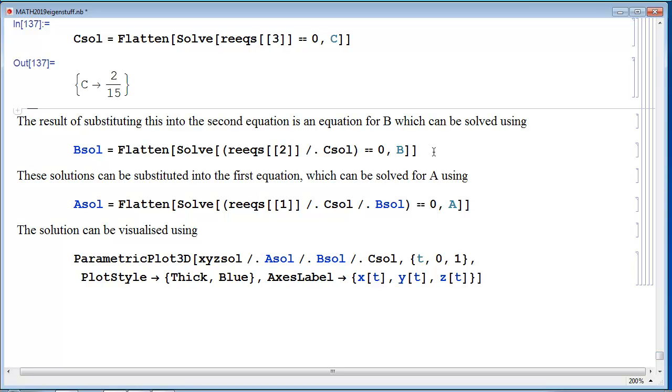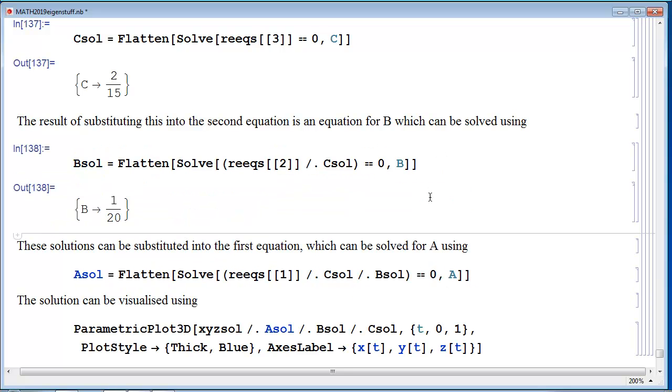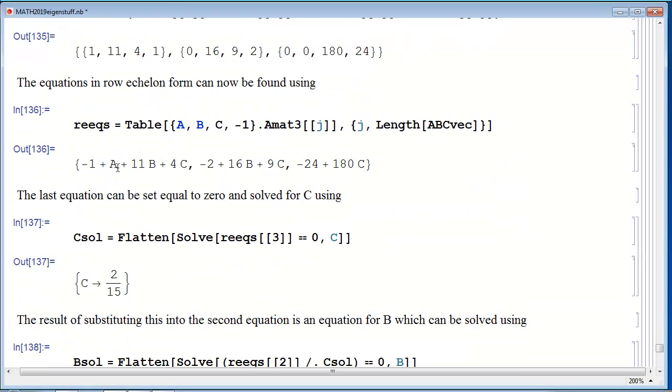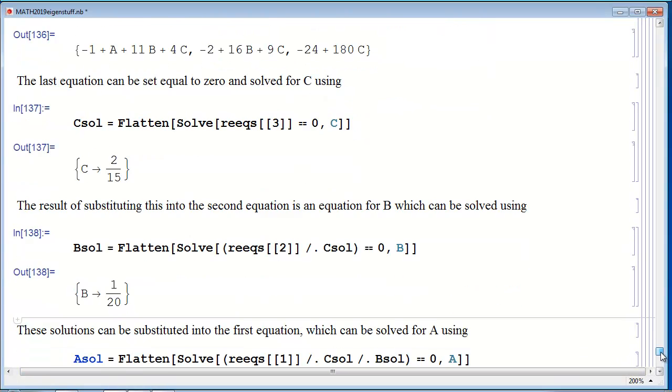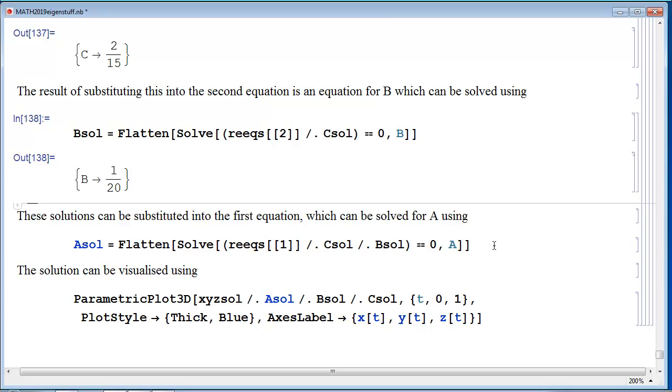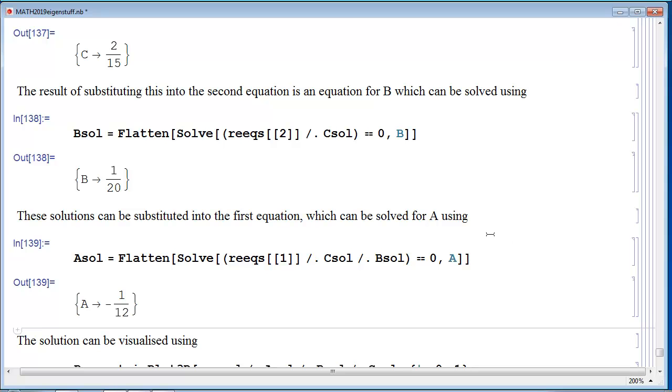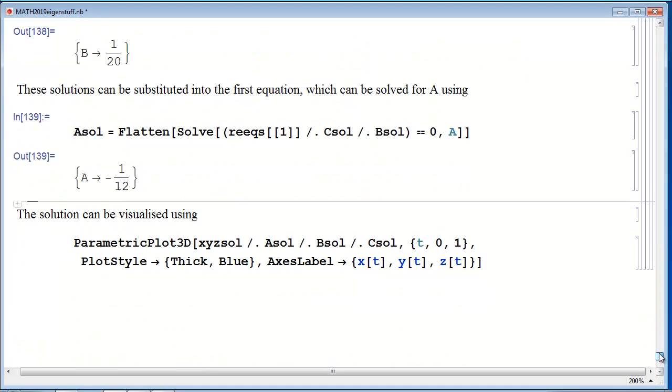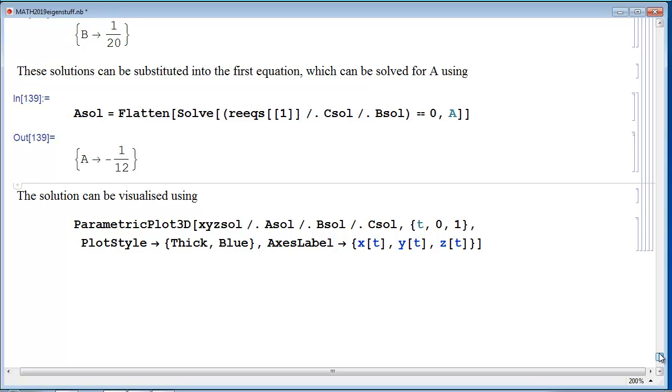Which we can solve. Well, the equation is the second equation, where we insert the solution for c and solve the result for b. And that gives b. And finally, we can see that the first equation involves all three variables, but we've found b and c, so we can back substitute them into that equation and set the result equal to 0 and solve for a, to find a is minus 1/12. So now we've found the solution for this particular problem, and it'd be nice to see what it looks like.